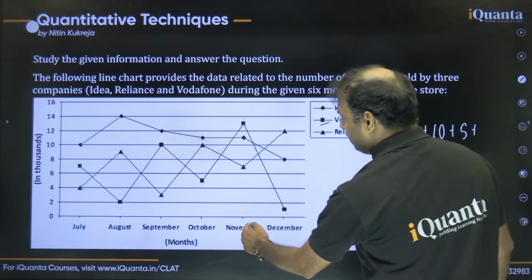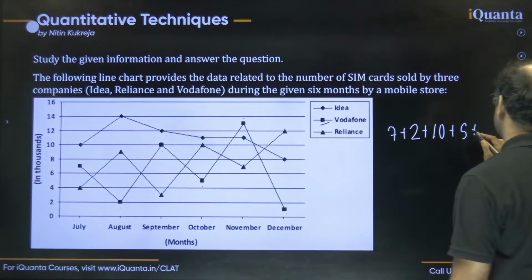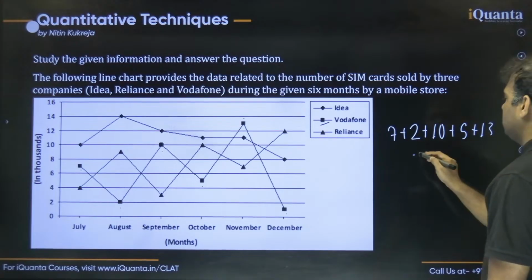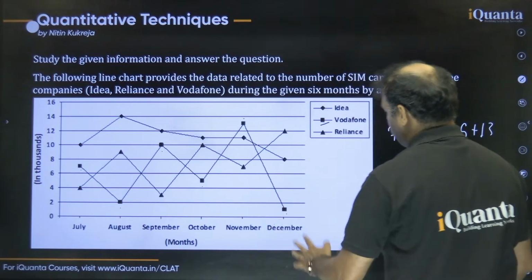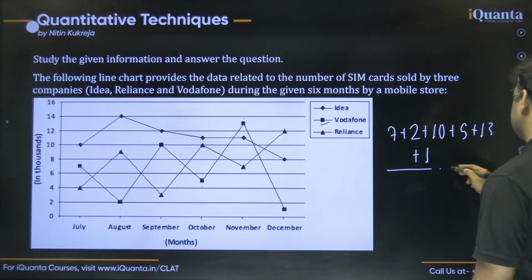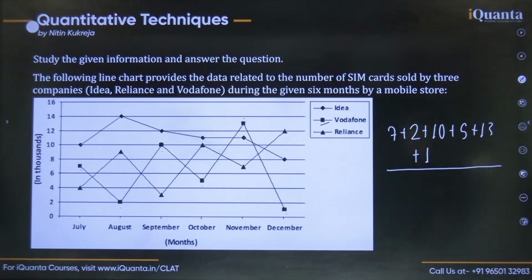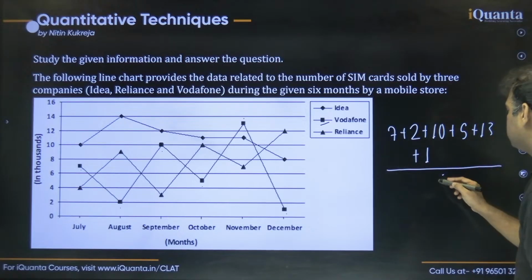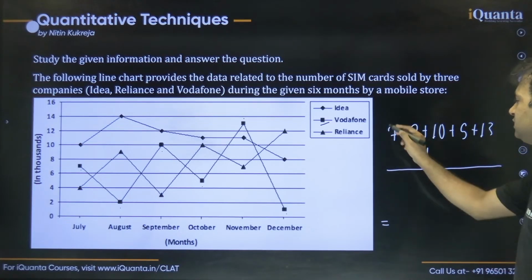And in the month of November, it is how much? 13. All right, it is 13. And in the last month, December, it is only 1. So these are the total number of SIMs sold by Voda in all the 6 months. Now we have to find the average. So sum divided by the number of months. Let's see what this sum is.